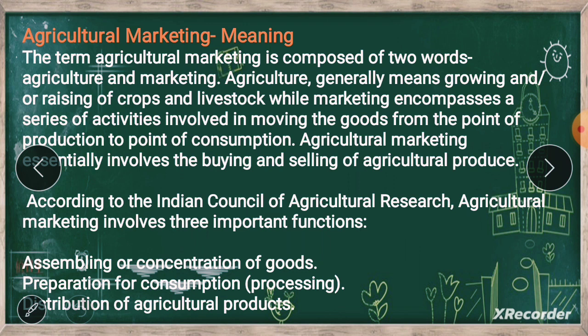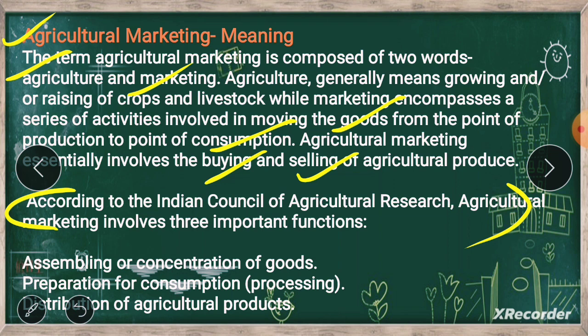So the first point is agriculture marketing. The term agriculture marketing is composed of two words, agriculture and marketing. Agriculture generally means growing and or raising of crops and livestock, while marketing encompasses a series of activities involved in moving the goods from the point of production to the point of consumption. Agriculture marketing essentially involves buying and selling agricultural produce.